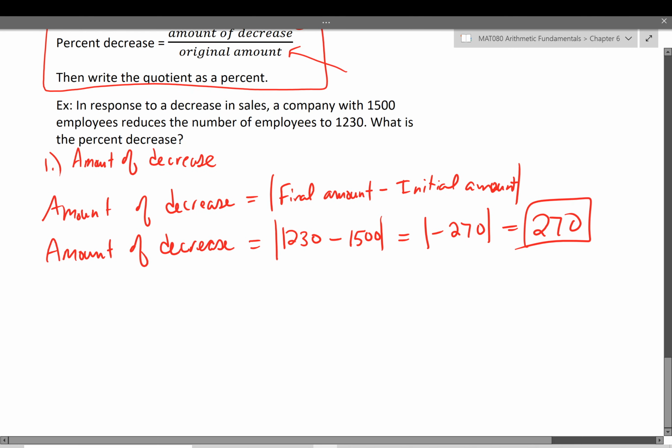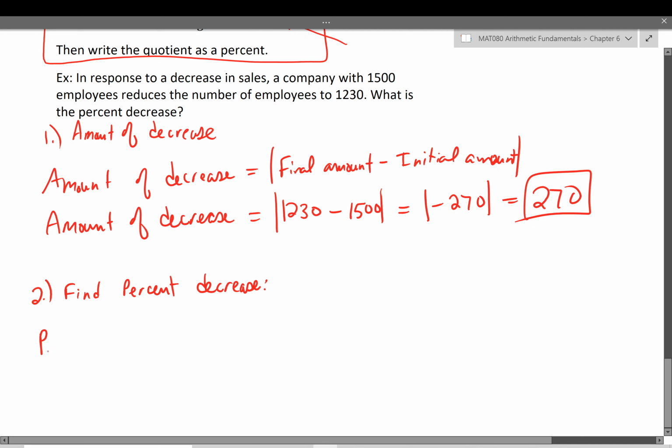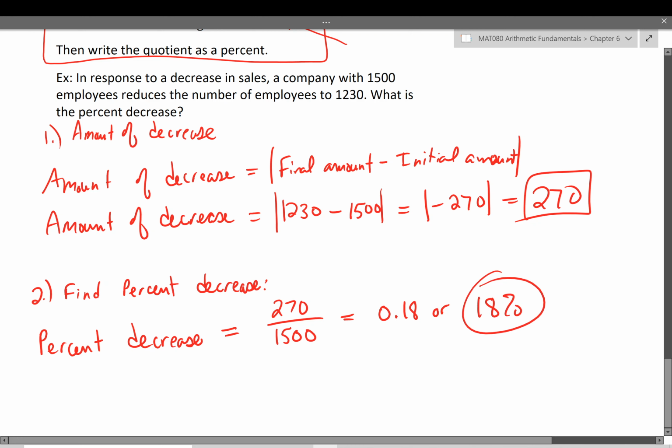Now, part 2, we're going to find the percent decrease. So from here, percent decrease is going to equal 270 divided by the original amount, 1,500. And that's going to equal 0.18 or 18%.